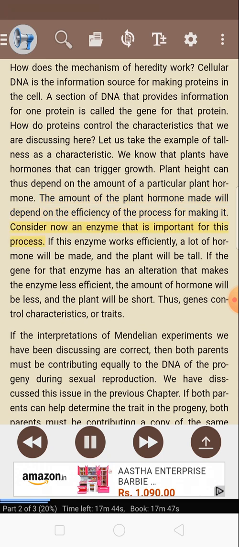Consider now an enzyme that is important for this process. If this enzyme works efficiently, a lot of hormone will be made and the plant will be tall. If the gene for that enzyme has an alteration that makes the enzyme less efficient, the amount of hormone will be less and the plant will be short. Thus, genes control characteristics or traits.